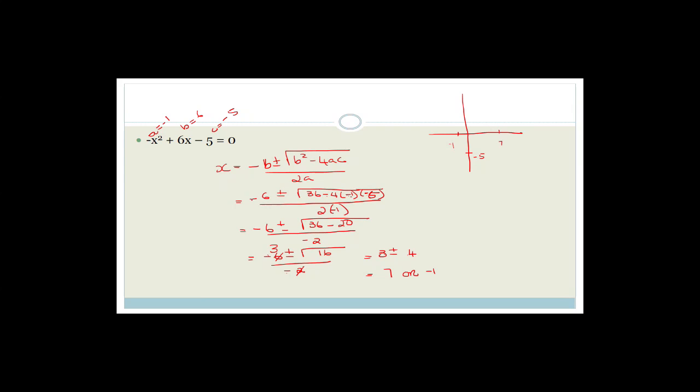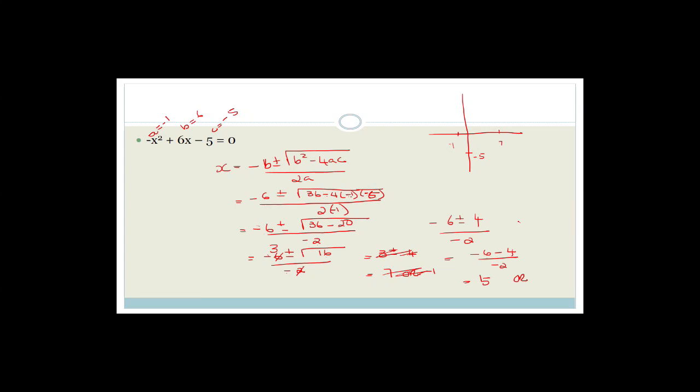Let me just check that I've got this right. It becomes minus 6 plus or minus the square root of 36 minus 4 times minus 1 times minus 5. That's a minus. 4 and 5 is 20, so it's 36 minus 20, which is 16. And it stays minus 6 plus or minus, and that's 2 times negative 1, which is negative 2. So if we do it slower, let's see if I've got this right. Okay, we've got minus 6 plus or minus square root of 16 is 4, all over negative 2. So it becomes minus 6 minus 4 over negative 2. Minus 6 minus 4 is minus 10 divided by minus 2 is 5. Okay, or, yeah, I made a mistake there.